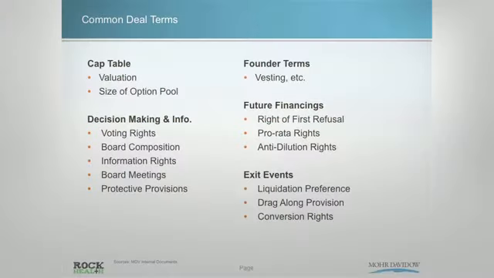Future financings. There are all these terms: right of first refusal, pro rata rights, anti-dilution rights. What this is really about is to make sure that the VC who's given you the first $5 million has the ability to participate in a future financing. What they don't want is for you to say, I found somebody else to do this, sorry, you're going to get diluted. The VC wants to have the right to participate in that, and that's what the pro rata rights are about.